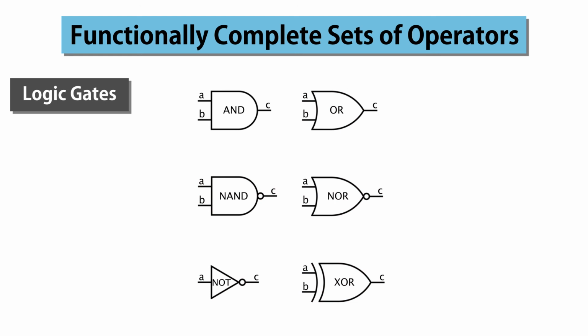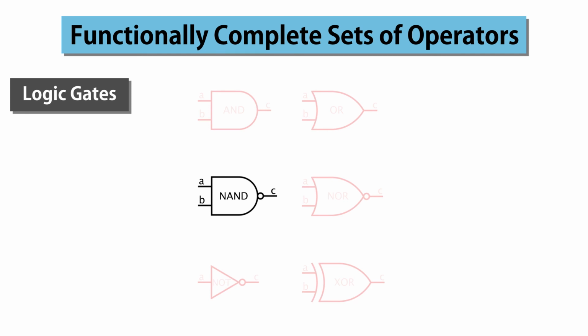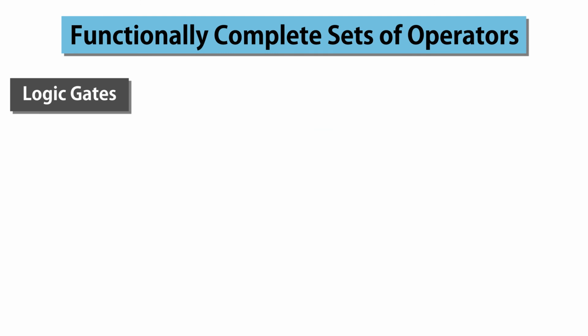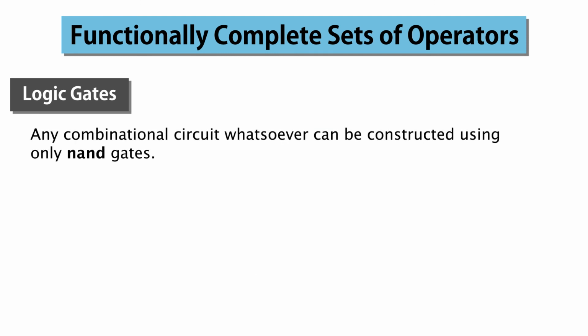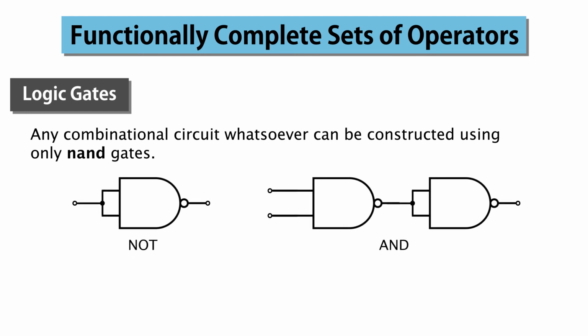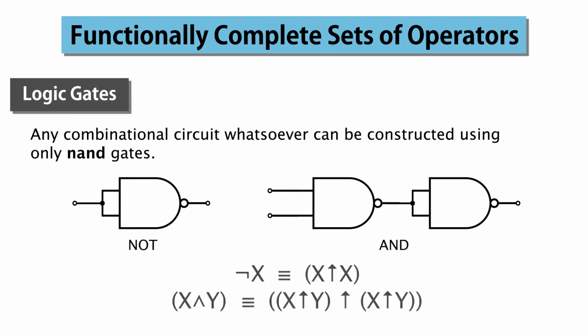What we've said about complete sets of logical operators applies equally to collections of gates. For example, we showed that NAND is a functionally complete operator. Therefore, the NAND gate is also functionally complete. That means that any combinational circuit whatsoever can be constructed using only NAND gates. Here, for example, are two circuits constructing NOT and AND using only NAND gates. Compare these to the logical equivalences we showed earlier, demonstrating that NOT and AND can be defined using NAND. You'll see that our gate diagrams express precisely the same information, but in the context of gates.